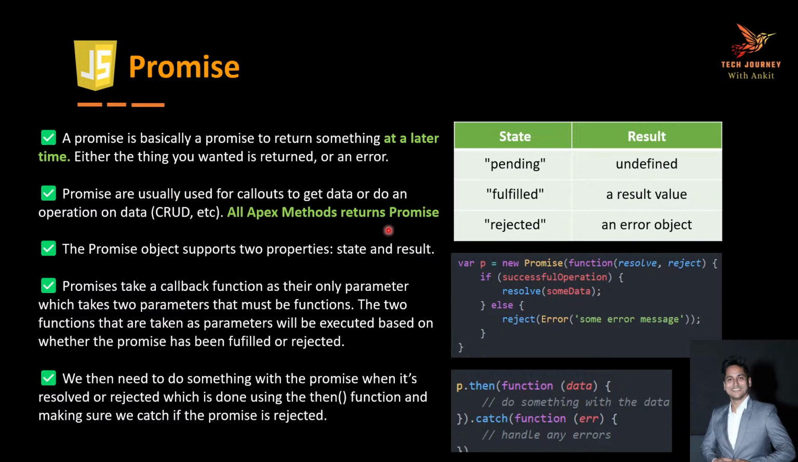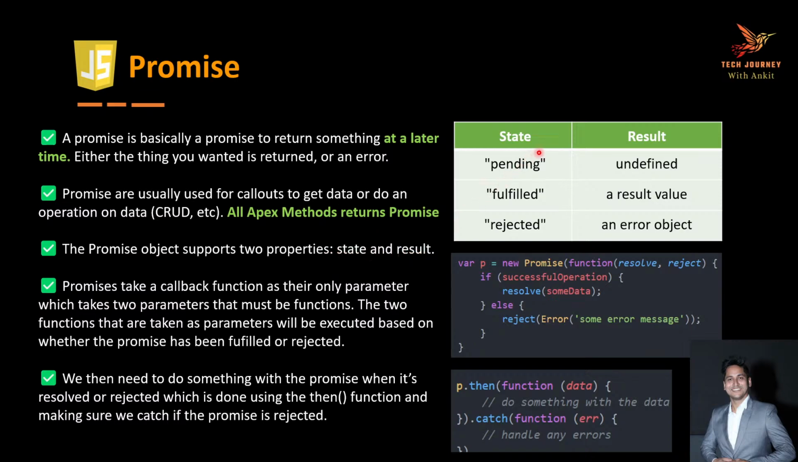And everything that we discussed, all the Apex methods, will always return you a promise. So in your Lightning Web Component, whenever you are making any Apex call, in return what you are getting is a promise. This promise object supports two properties. First one is the state and second one is the result.